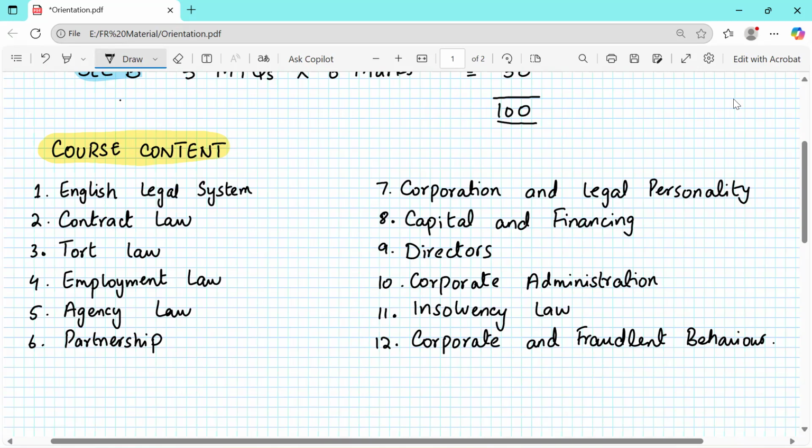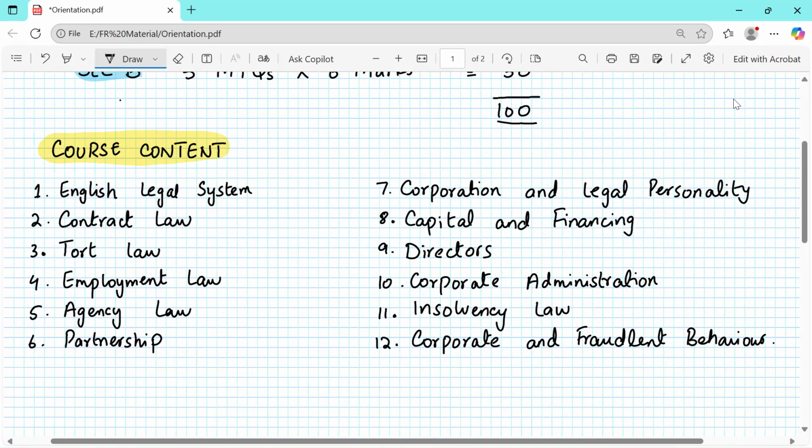Then comes capital and financing, in which we are going to talk about different modes of financing for a company. A company can raise finance via share issue, via loan. All of this stuff about share capital, loan capital, capital maintenance, laws regarding giving dividends. All of this we are going to talk about in capital and financing. Then comes the directors chapter, in which we are going to discuss the role of directors in the operation of the company, different types of directors, duties of directors, disqualification of directors, and the powers given to the board of directors. All of this stuff we are going to talk about in directors.